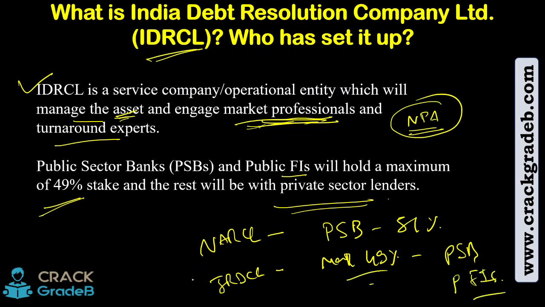Maximum is 49. So the IRDCL will not be led by the PSB, meaning any government agency. It will be led by the private sector lenders. So whosoever invests more is going to lead, or there will be a separate management to lead. So whatever will come up, right? So this is the structure of NARCL and IRDCL with the objective.